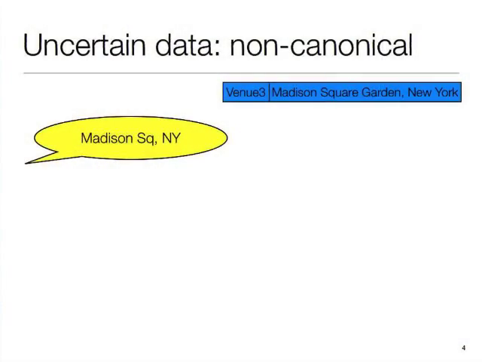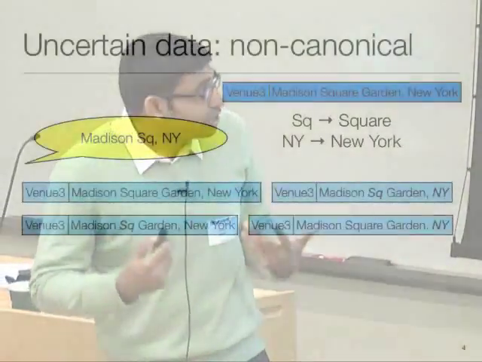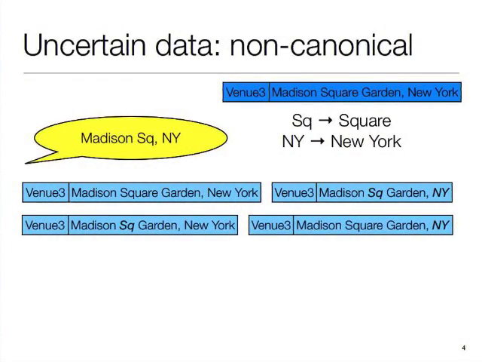Another kind of uncertainty which is very different is that data has non-canonical representations. So here the motivating example I'm talking about is we have a venue and their names, but people refer to these names using different ways or different representations. A user could refer to square as SQ and New York as NY. So due to these non-canonical representations, what we conceptually have is multiple names for the same venue.